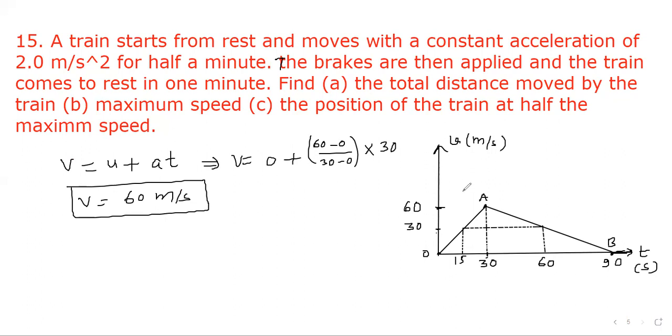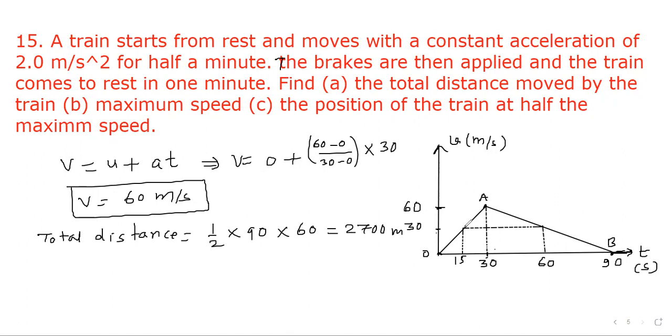Now, to get the total distance traveled, we can find the area of the triangle OAB. Total distance equal to half base into height. So base is 0 to 90, that is 90, into the corresponding height is 60. So this will become 2700 meter.